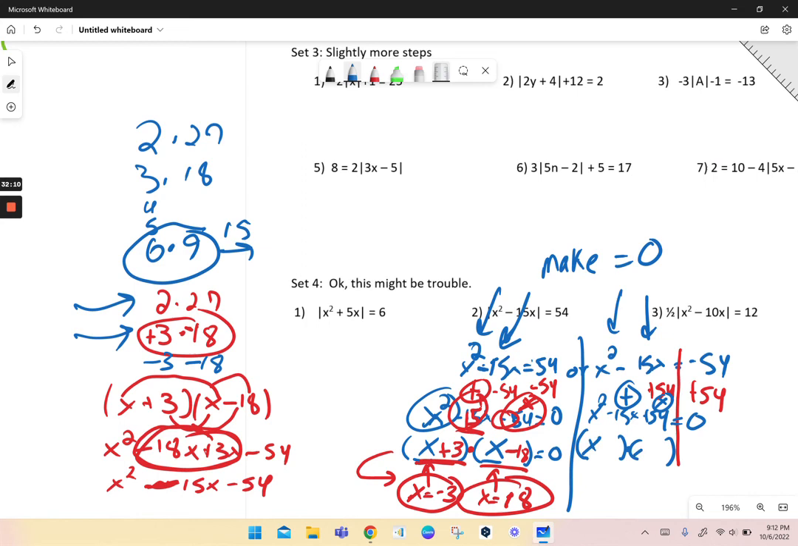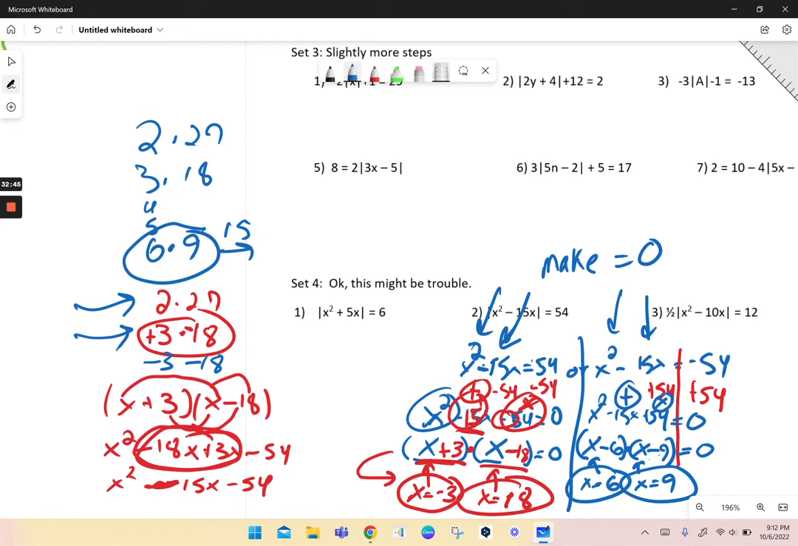So x times x will be x squared. And it's going to have to be minus 6 and minus 9, which gives me positive 54, because a negative times a negative gives me positive 54. And negative 6 plus negative 9 is negative 15. So we get this equal to 0. And so what does x need to be? Well, x needs to be 6 or x needs to be 9. And so there were four different possible solutions here. X could be negative 3, positive 6, positive 9, or positive 18.